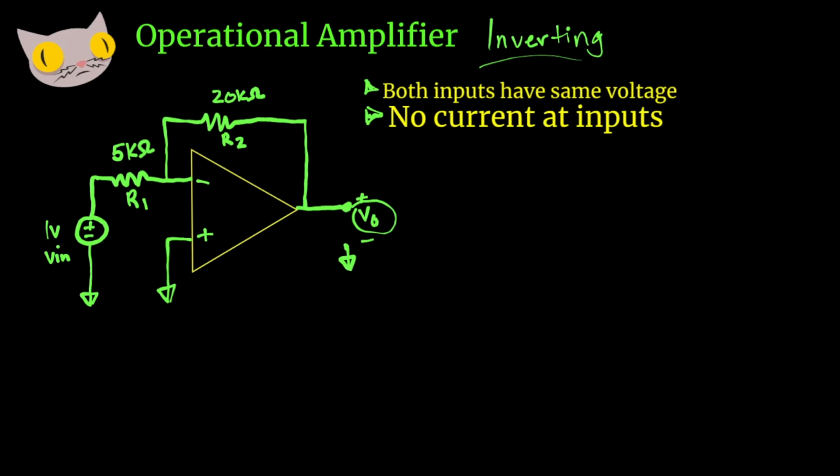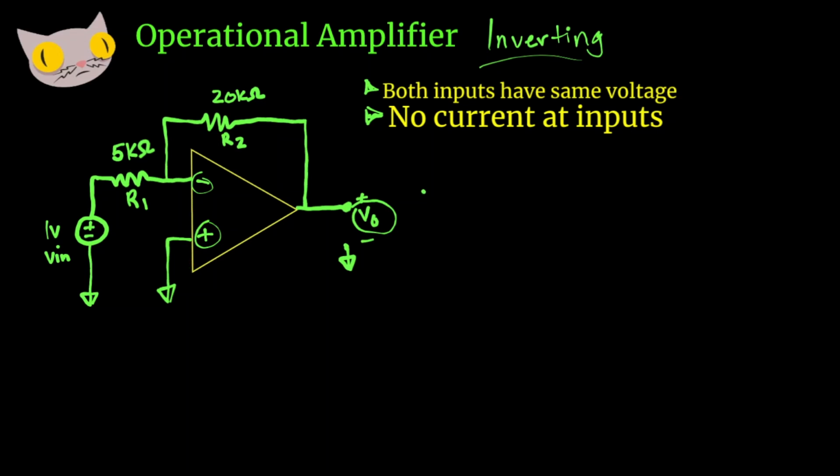Two simple rules to follow when trying to tackle a problem such as this. One, both inputs have the same voltage. That means these two inputs here, they're going to have the same voltage. Number two, at these two inputs, there's no current. There's no current running into these or out.